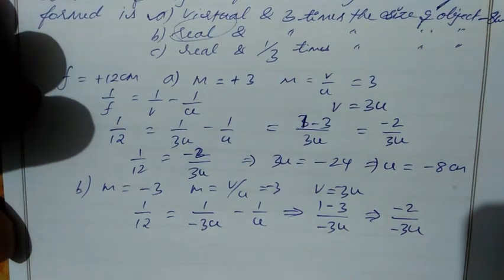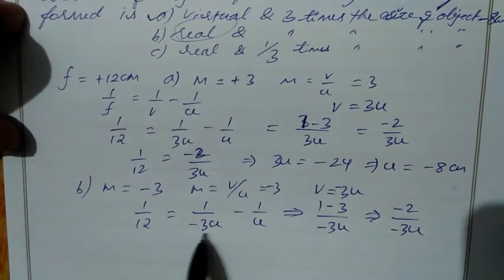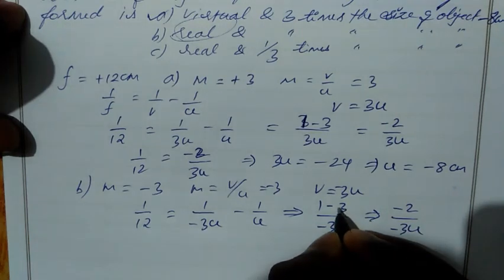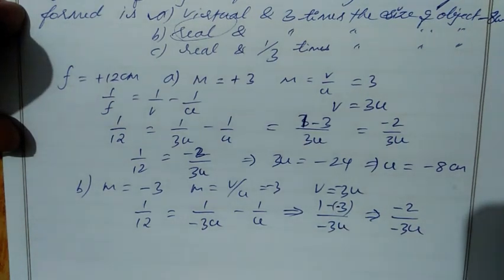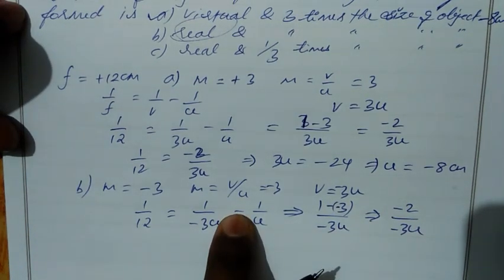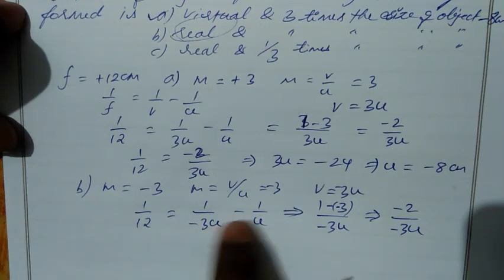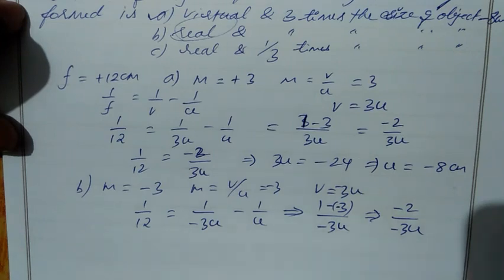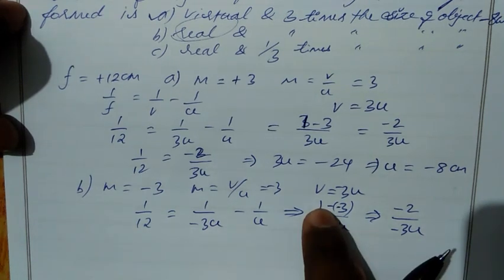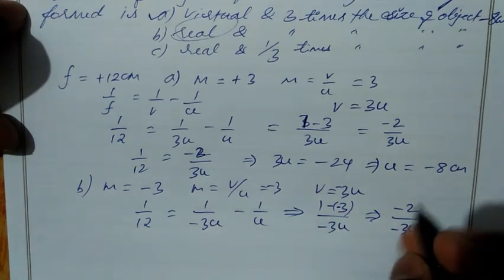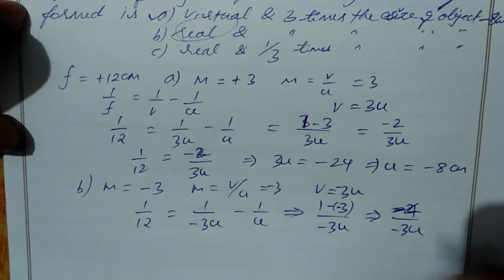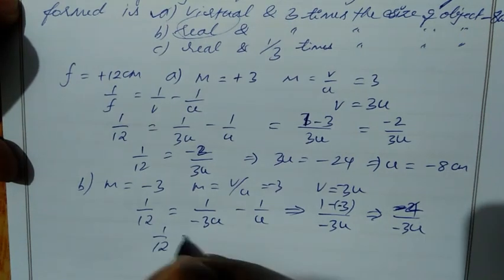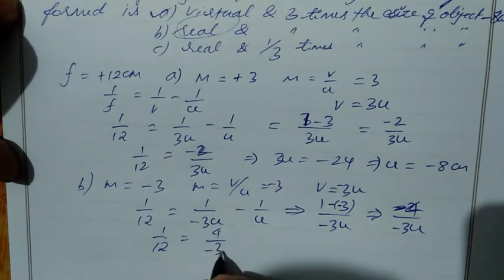Okay, I am sorry. To get minus 3u, we have to multiply 1 with minus 3. So if we multiply 1 with minus 3, then we have minus 3. This minus is in the formula. So I multiply 1 with minus 3, then we get the LCM. So 1 minus into minus plus 1, plus 3 is 4. So 4 divided by minus 3u. 1 by 12 equal to 4 divided by minus 3u.